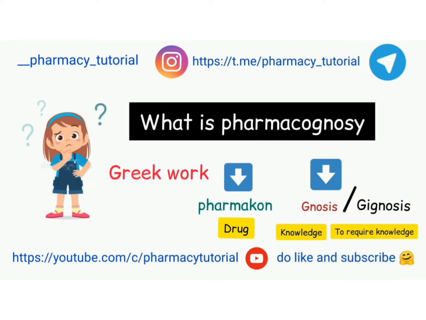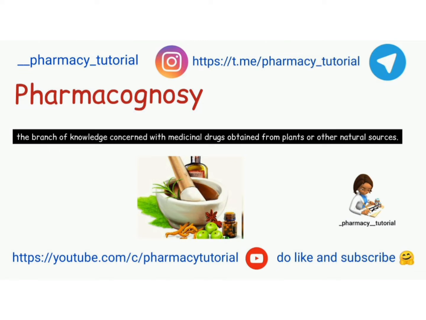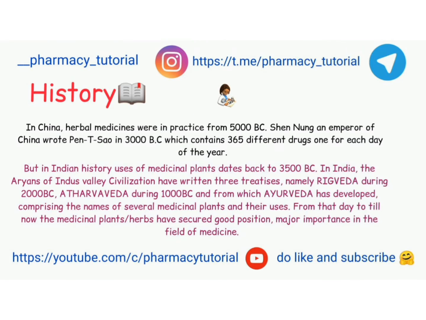So what is the definition of pharmacognosy? Pharmacognosy is the branch of knowledge which is concerned with the medicinal drugs which are obtained from plants or natural sources. We get the medicinal drugs from plants or natural sources. Whatever we are studying here is pharmacognosy. So let us see the history of pharmacognosy.